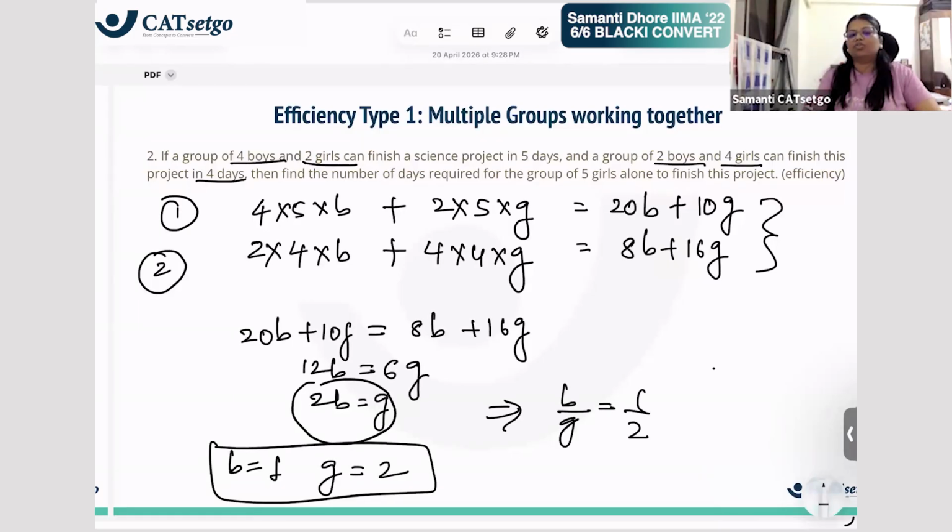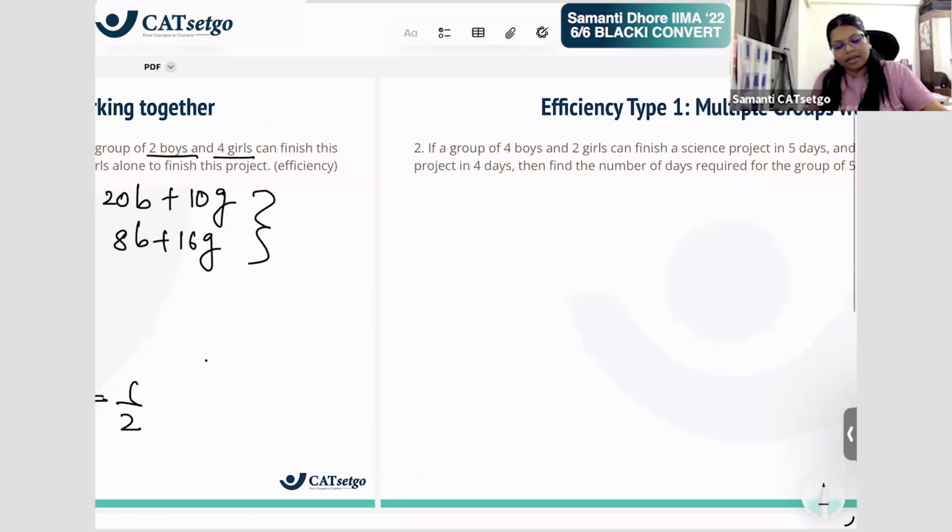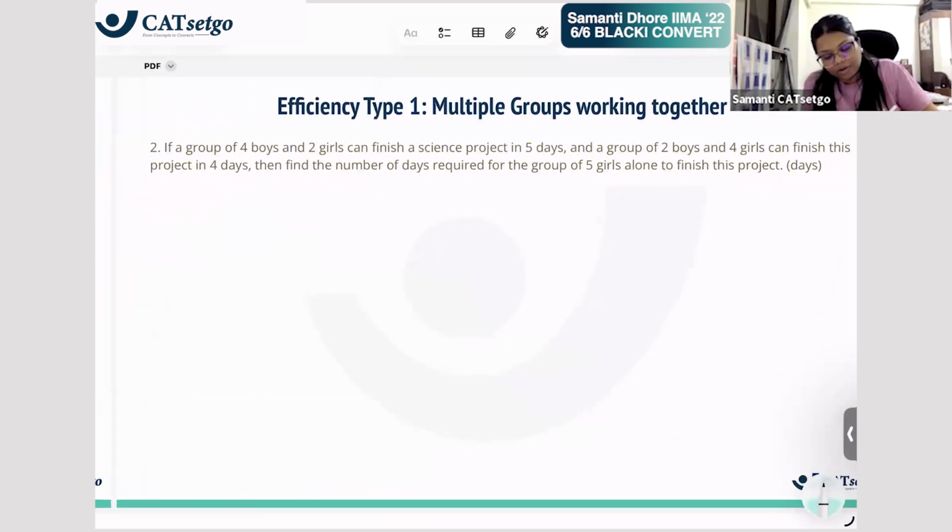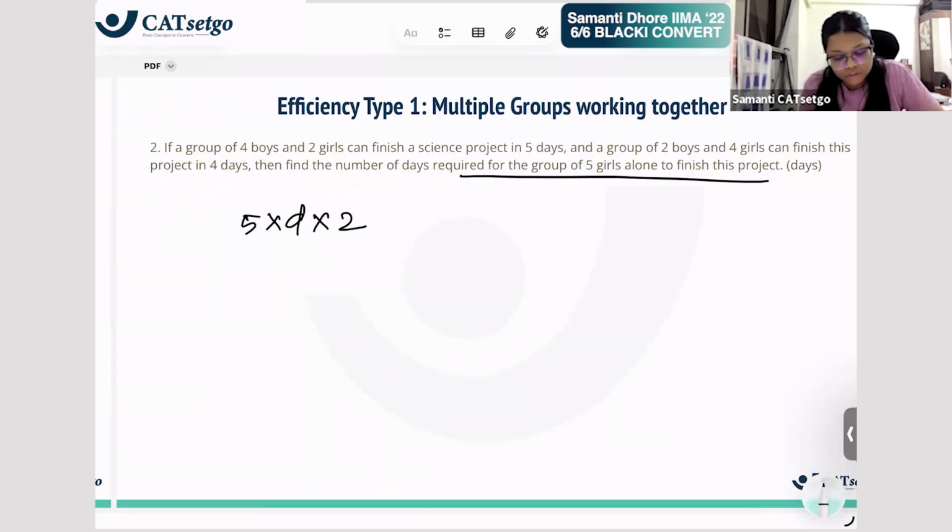So we have assumed B as 1 and G as 2, so our efficiencies are found, right? The efficiency of boys is 1 and the efficiency of girls is 2, right? So what will we do next? Now we will find the days. Now find the number of days required for 5 girls alone to do this project. So 5 girls into number of days into efficiency 2, their efficiency is 2.